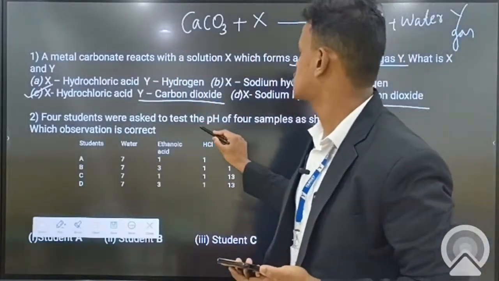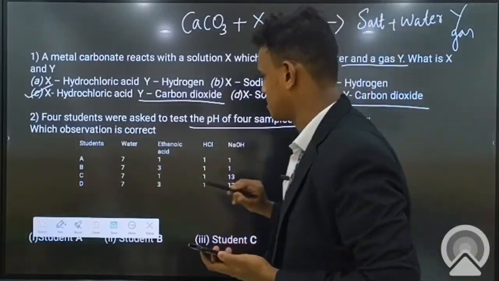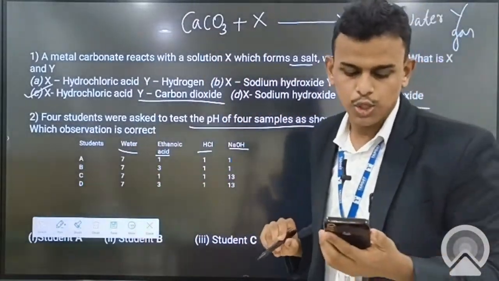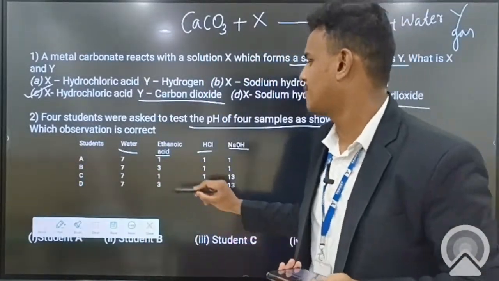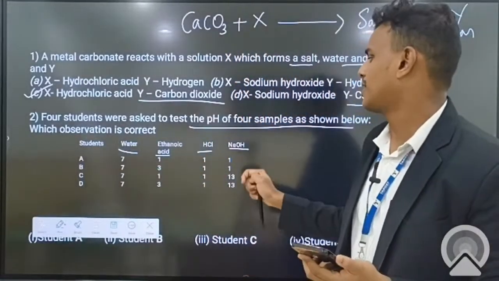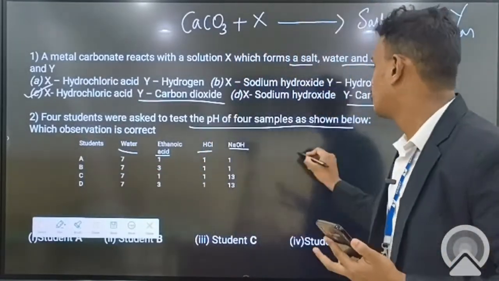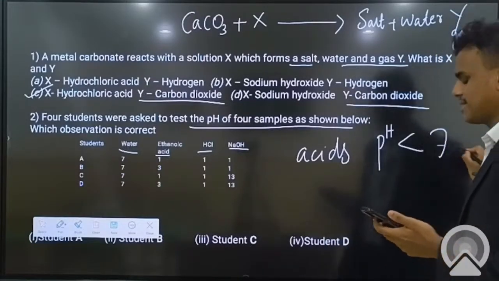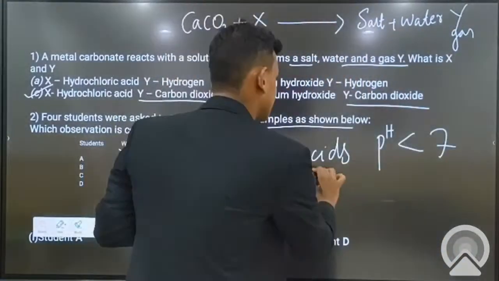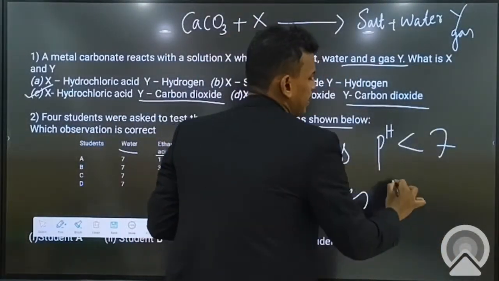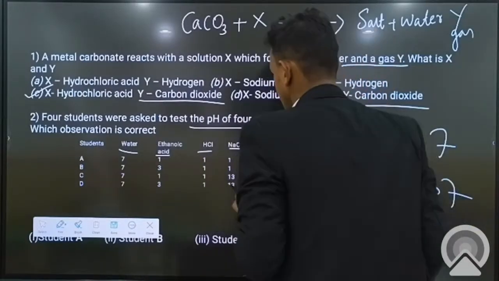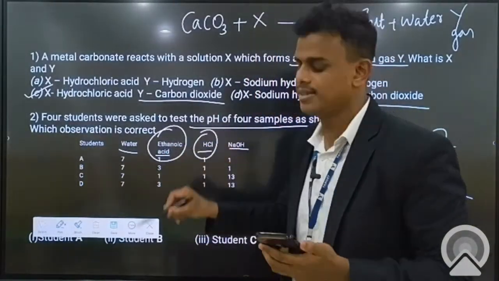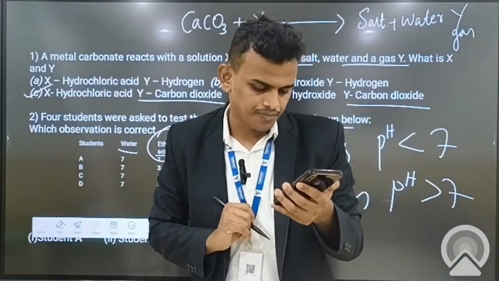4 students were asked to test the pH of 4 samples: water, ethanoic acid, HCl, NaOH. You know the pH of water is 7. The pH of ethanoic acid should be less than 7. For acids, pH should be less than 7. For bases, pH should be greater than 7. Here which is the strong acid, ethanoic acid or HCl? HCl.